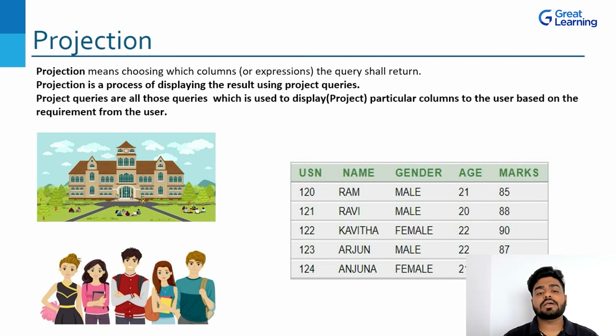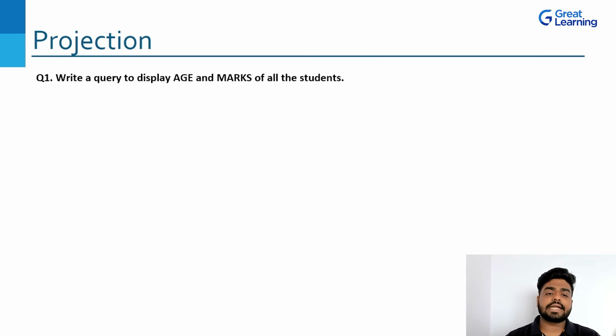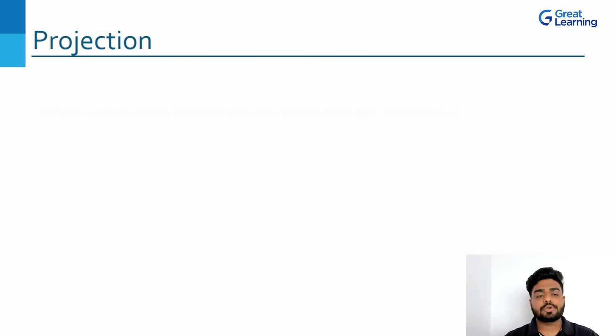You are actually wanting those things which you want to project in your resultant table, right? So that is what is projection. Now if you look at this particular example, write a query to display age and marks of all the students. So I want to display only age and marks of the students. So I'll write select age, marks from student, because I only want to display age and marks. This is what is projection.